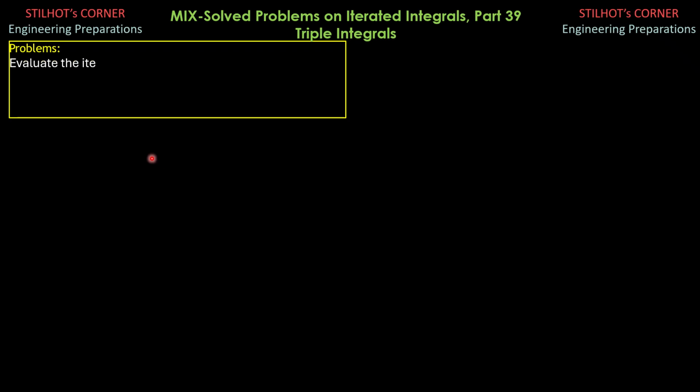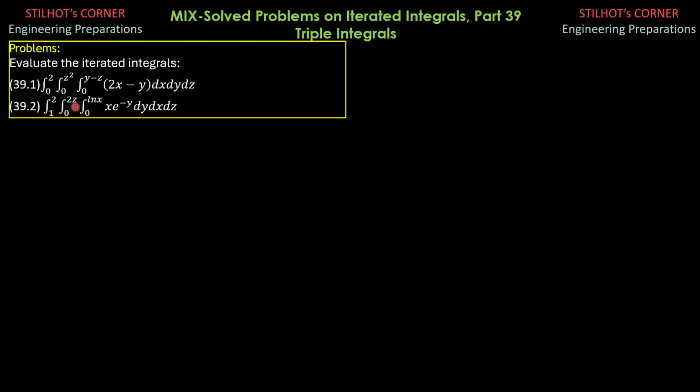So there are only two exercises in this video. Evaluate the iterated integrals. For 39.1, we have the integral from 0 to 2, 0 to z squared, 0 to y minus z, quantity 2x minus y, dx, dy, dz.